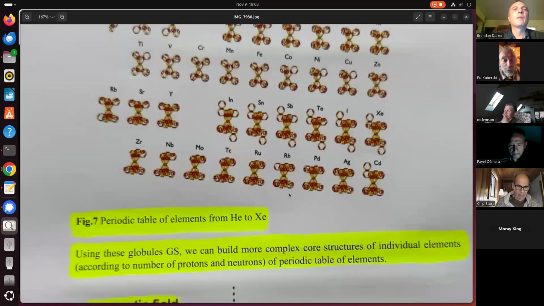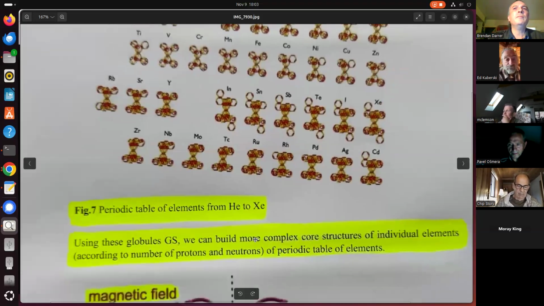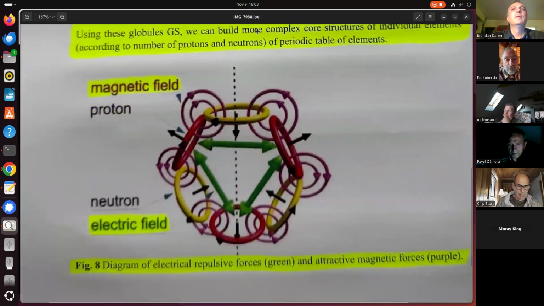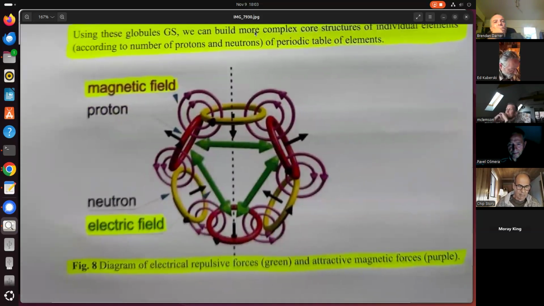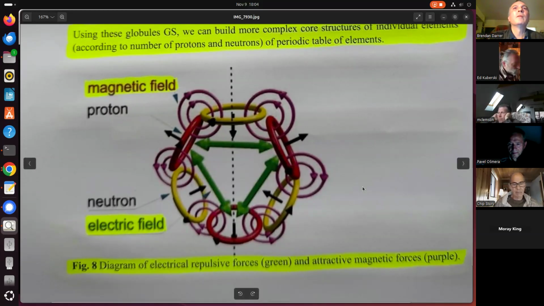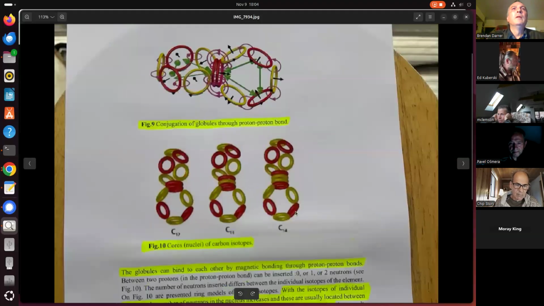So now this drawing below here is really important, because here you have a diagram of the electric repulsive forces in green with those green arrows in the middle, and the attractive magnetic forces in purple, which you can see. And then we've got the magnetic field, the proton, the neutron, and the electric field. Very important model of everything here. We'll carry on because it will be more self-explanatory as we move along.